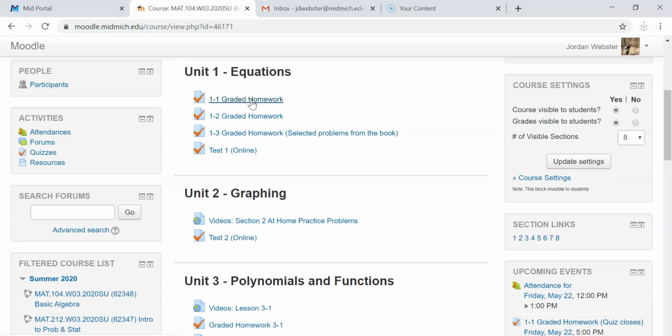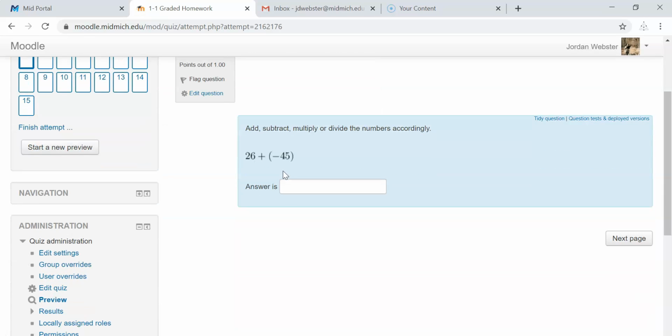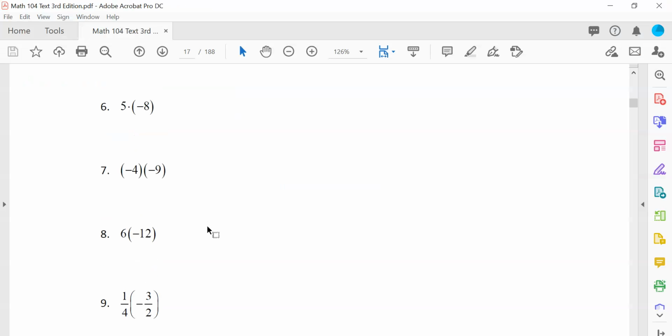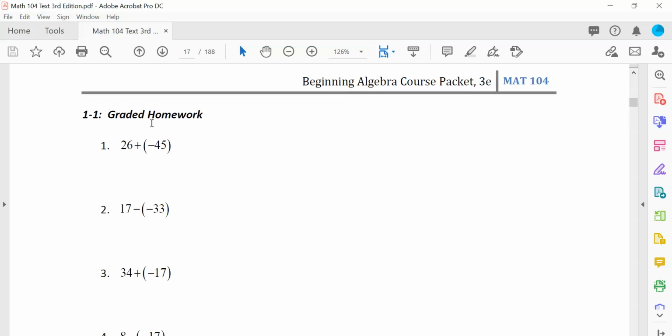This 1.1 graded homework is the exact same thing, as you can see. Preview. 26 plus negative 45. I write my answer in here. And that's the exact same thing as what was 26 plus negative 45, that problem on the graded homework. So the first problem is first problem.